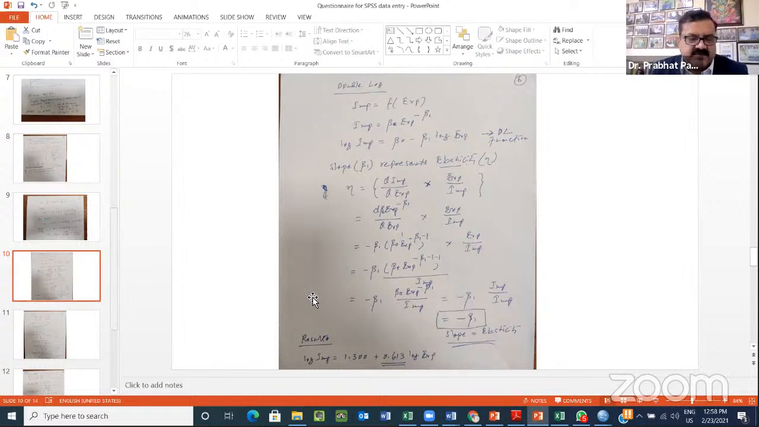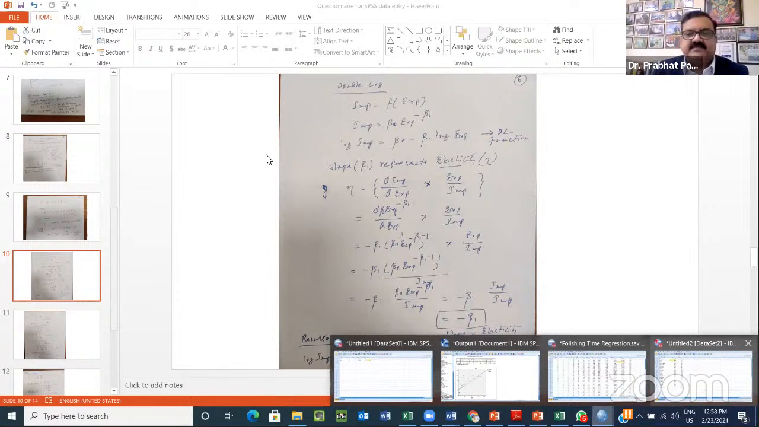So when I calculate this double log formulation with this equation, you get something like log IMP is equal to 1.300 plus 0.613 log EXP. So that means 0.613 is the elasticity. And this also means that if the expenditure is going to increase by 10%, the impression is likely to change by 6% for any researcher. And you can actually explain a variety of things using this.